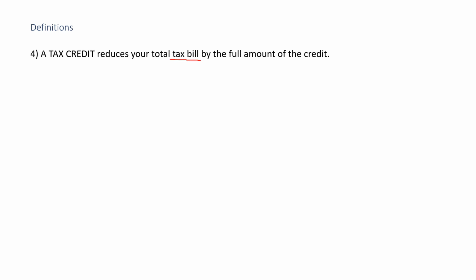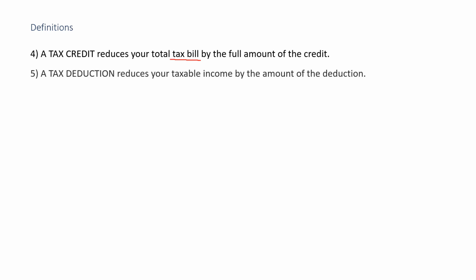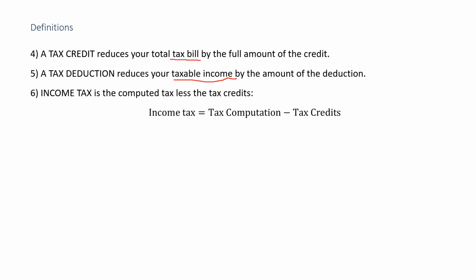We've got a few more definitions. Tax credit. A tax credit reduces your total tax bill by the full credit amount. A tax deduction reduces your taxable income by the deduction amount, and your income tax is your computed tax minus any tax credits you may have.